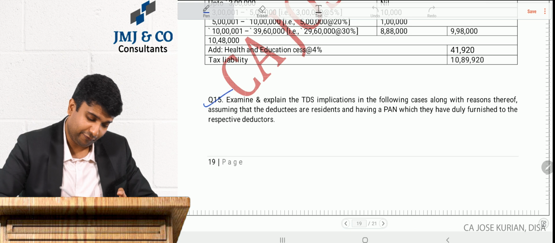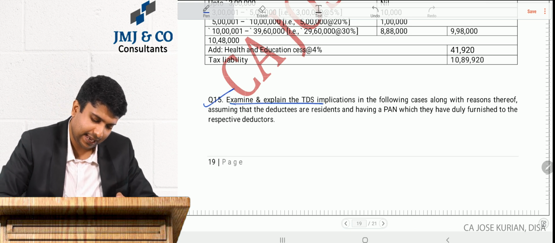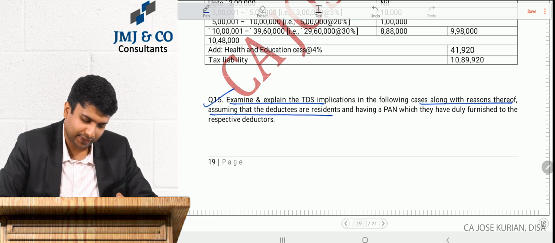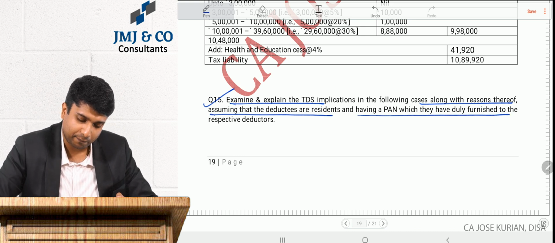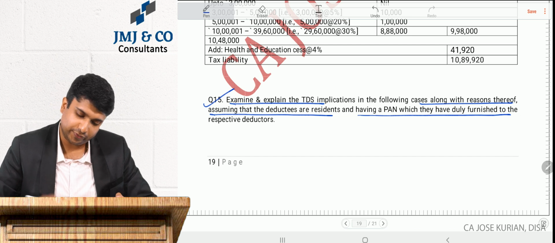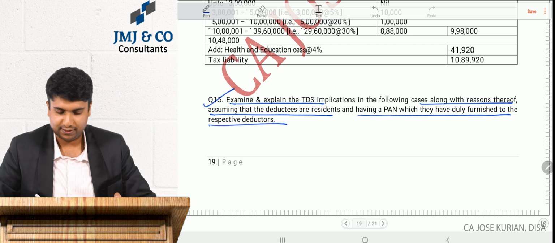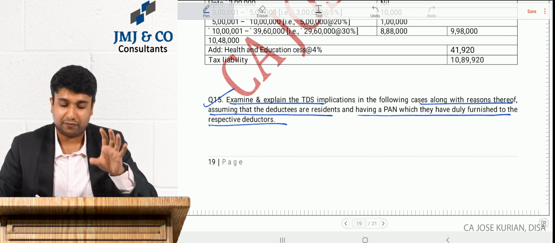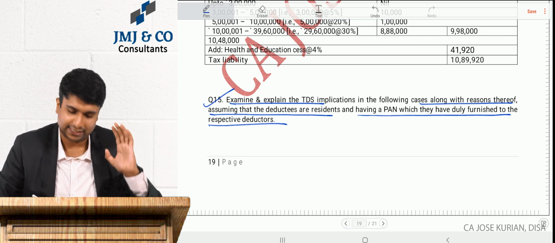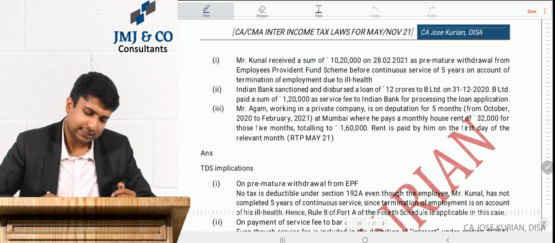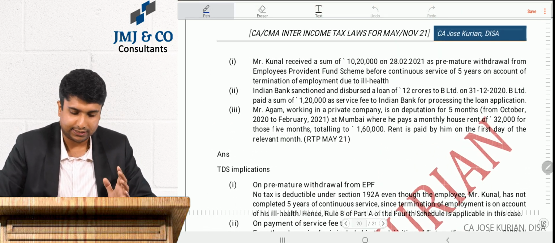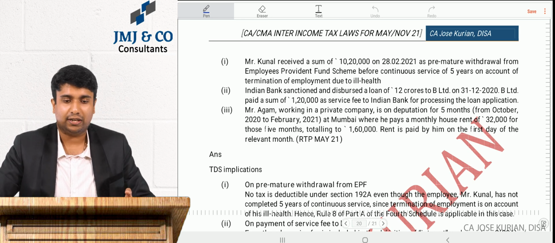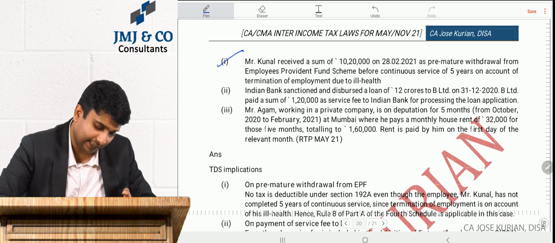So friends, question number 15 is the next agenda. Examine and explain the TDS implication in the following cases along with the reasons thereof, assuming that deductees are residents and having a PAN which they have duly furnished to the respective deductors. So we have to assume all the payees are residents and all the payees have successfully given their PAN numbers to the deductors. By that assumption, you need to state the TDS impact of these transactions. Alright, so let's start with the first case, that is case number 1.